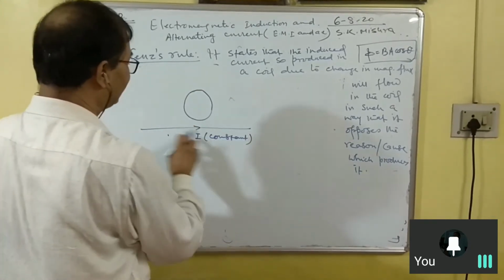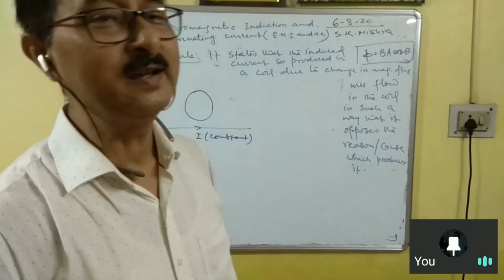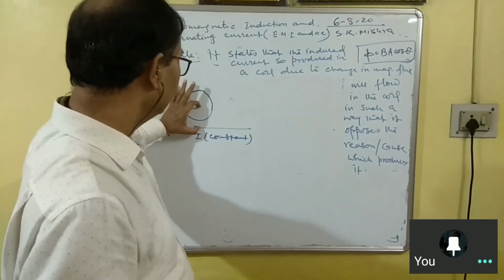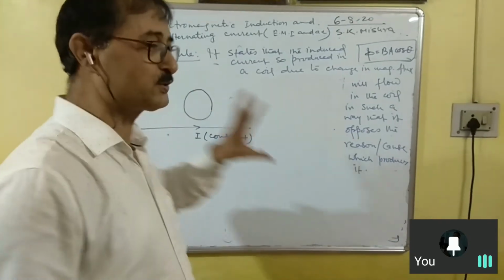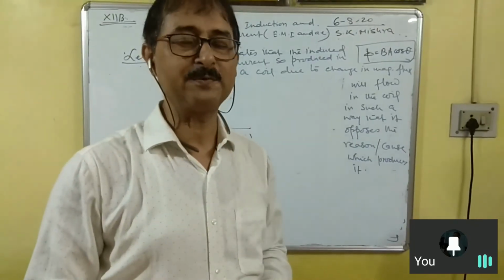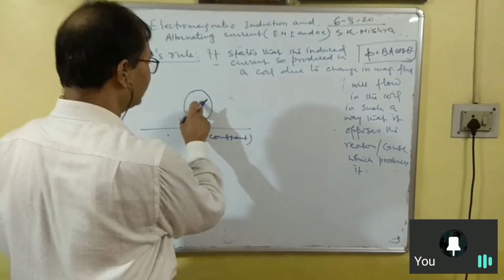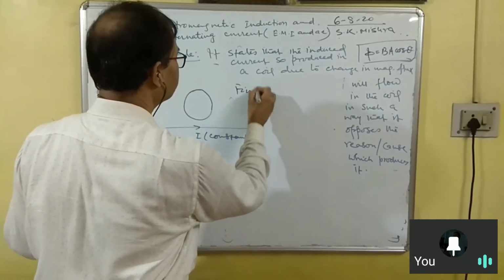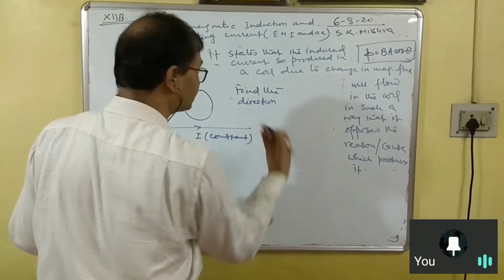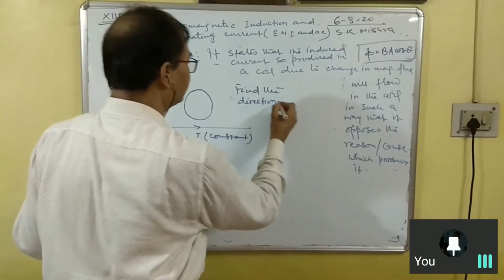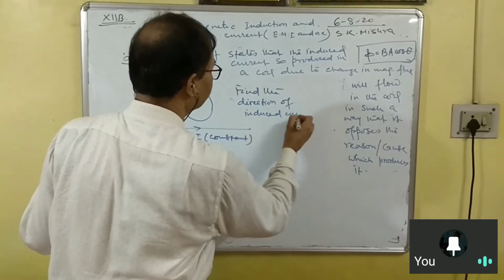Remember that this current carrying wire has some magnetic field, that is mu naught by 4 pi 2I by R, if this distance is R. So magnetic field is there, so flux linked with the coil is also there. Now think about the direction of induced current. In which direction will the induced current be generated in the coil? Your answer should be clockwise or anti-clockwise. Find the direction of induced current in the coil.